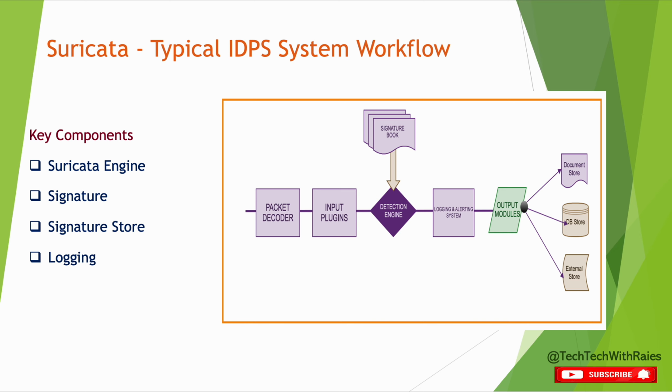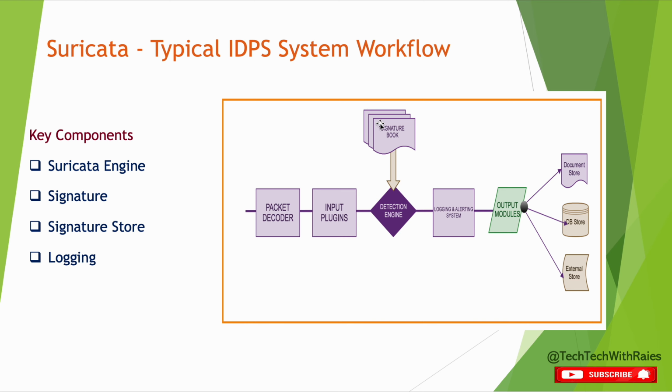This is the typical IDPS system workflow. This pictorial representation is not just applicable to Suricata; at a very high level, all IDPS systems follow the same workflow pattern. Here you can see there's a signature book. Like in the airport security system we saw earlier, there is a signature rule book. So this is the same rule book. This is the detection engine. Basically all the security layers we have seen in the airport security system, like CCTV monitoring or passenger inspection, everybody follows a particular rule book, so that signature book is basically a rule book.